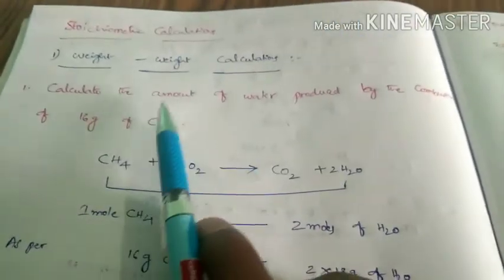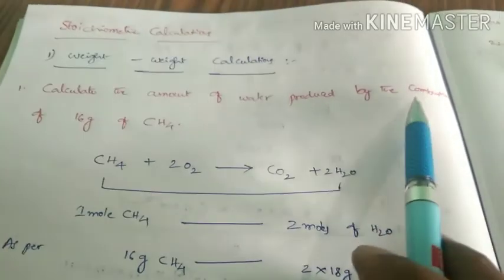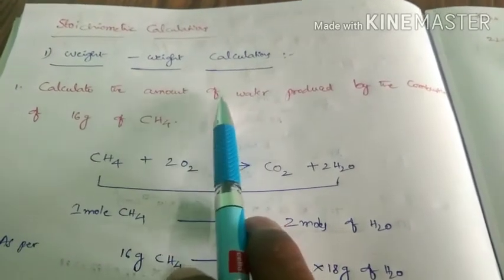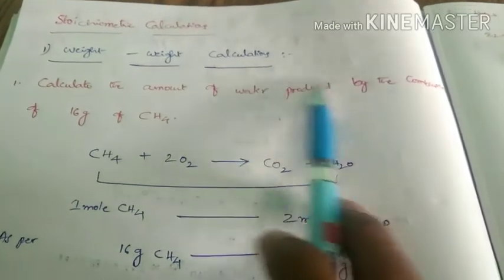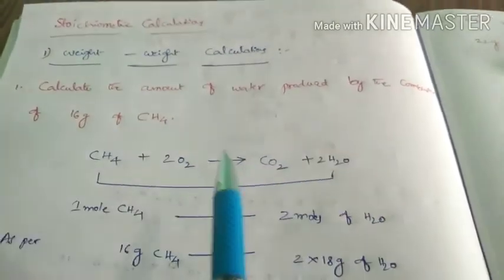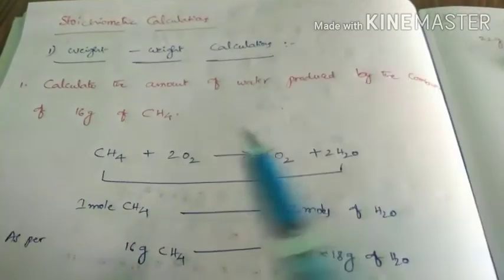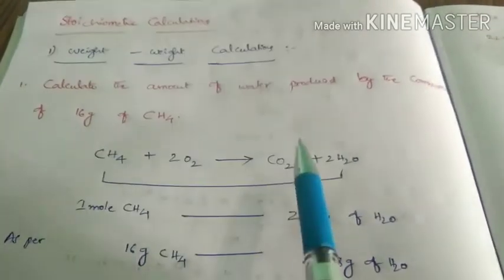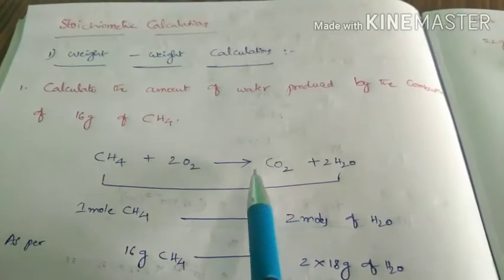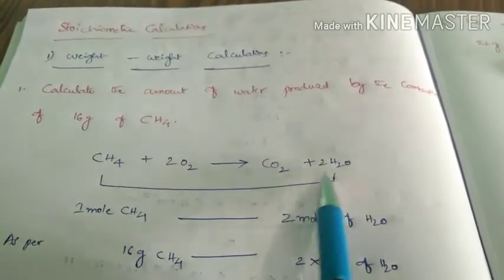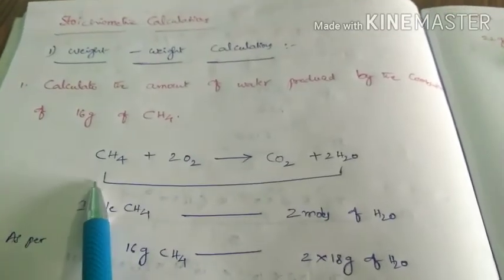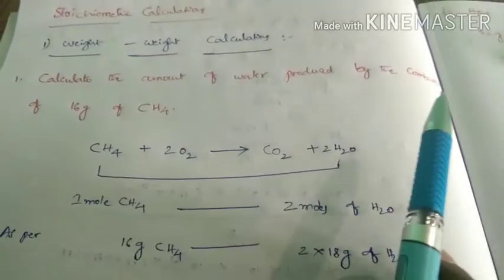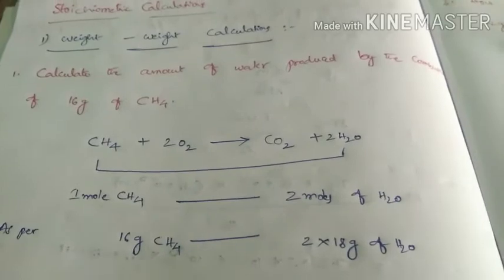So in that question, 16 grams of CH4 should undergo combustion, then how much water is produced means this is the product. So based on that concept, we can write the equation. When CH4 undergoes combustion with oxygen, what products will form? CO2 and 2H2O. When any hydrocarbon undergoes combustion, then CO2 and H2O will form. I told you just now.